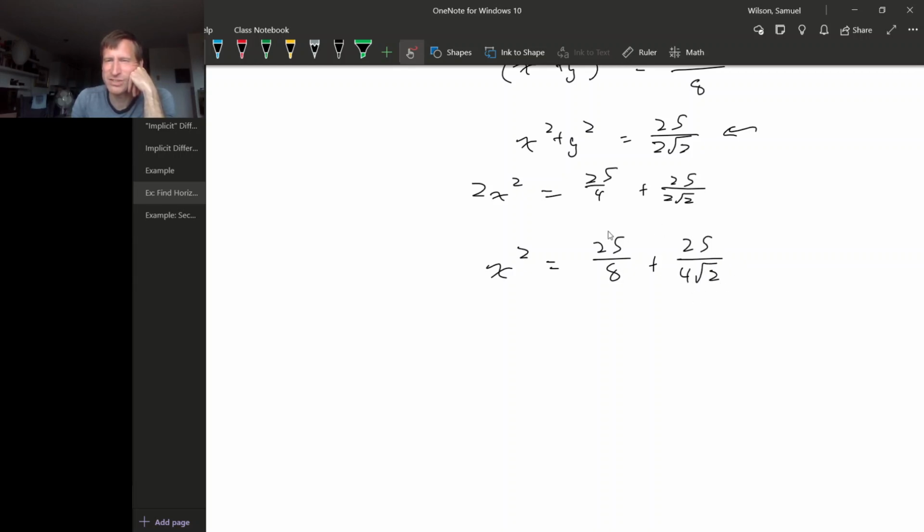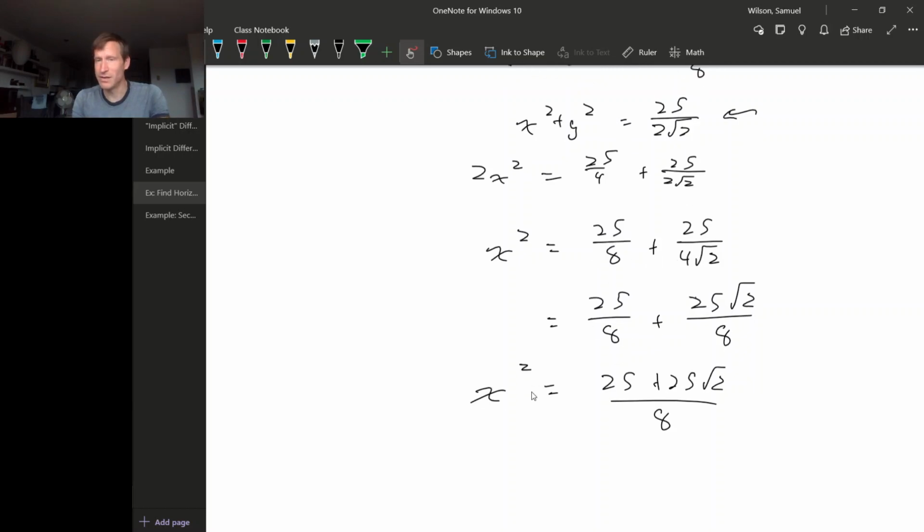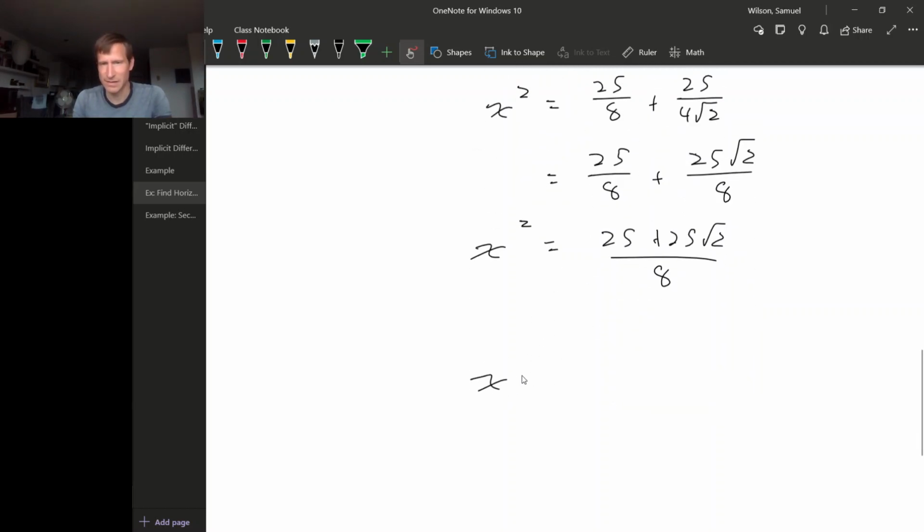To put these two fractions together, maybe it would be a good idea to rationalize this denominator. So this is 25 over 8 plus 25 root 2 over 8. So this is 25 plus 25 root 2 over 8. That's x squared. And now we can find x. So take another square root. X is plus or minus the square root of this whole mess, 25 plus 25 root 2 over 8.